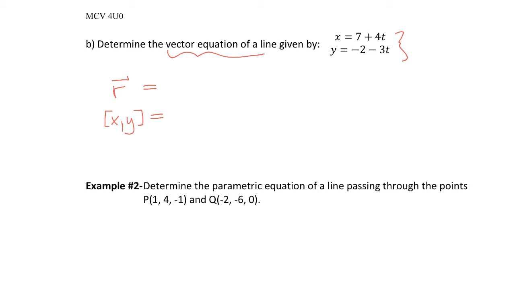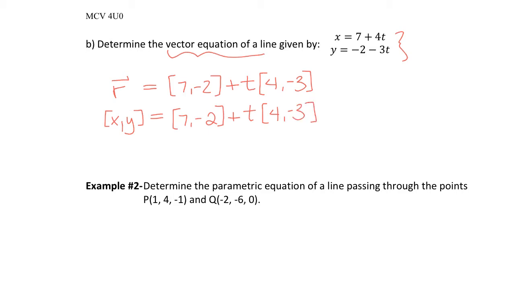And then we know that that first vector is our position vector. So in this case, it's going to be 7, negative 2, that's our x and our y, plus t, and then our direction vector, which is 4, negative 3. And again, this would just be the same. Either way is fine with me, however you want to write it.